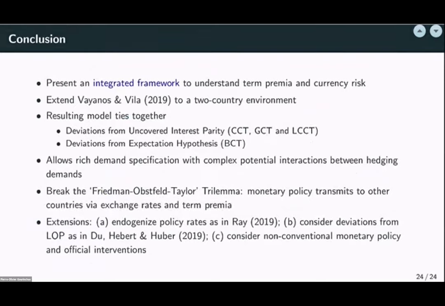So we have an integrated framework to understand these various phenomena. We think that this is a realistic framework. We think that it's also quantitatively relevant and can get us a better understanding of how monetary policy shocks, conventional and non-conventional, transmit across countries. Thank you. Thank you very much.